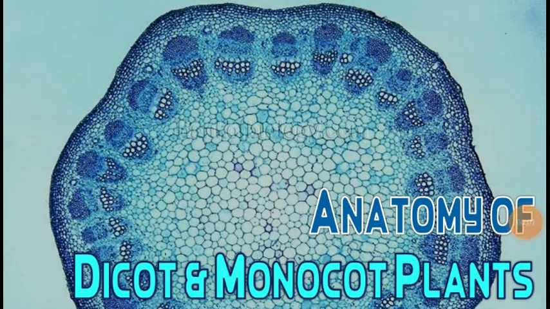Hello students, in my last videos we have been studying the unit Structural Organization in Organisms. In that we are studying the chapter Anatomy of Flowering Plants. In my last video we studied the tissue system. We saw that the tissue system is divided into the epidermal tissue system, the ground tissue system and the vascular bundles.